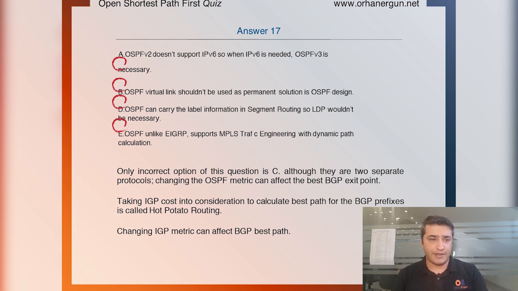Option E: OSPF, unlike EIGRP, supports MPLS traffic engineering with dynamic path calculation. Yes, that's true. Here, both OSPF and IS-IS, unlike EIGRP. For dynamic path calculation, we have a mechanism called CSPF, the constraint-based shortest path first algorithm. CSPF can be used only by link-state protocols, which are OSPF and IS-IS. We will talk about MPLS traffic engineering in detail: CSPF, how it works, what the other constraint-based mechanisms are, and the pros and cons of each model.